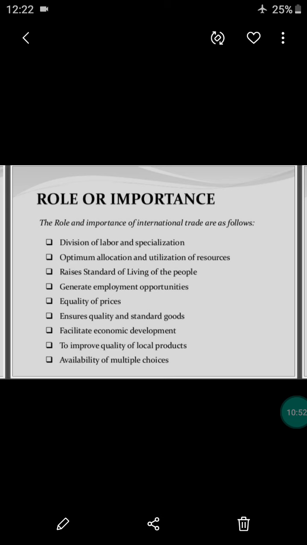And another benefit is that it gives multiple choices for the consumers. If there was only one producer or only a few producers, the customers would have fewer choices. But with the help of international trade, with a large number of suppliers, the consumers can enjoy multiple options. They will have a lot of options to choose between.